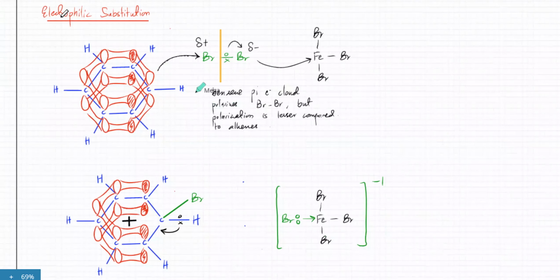The reason we call it electrophilic is that any molecule that gets attracted to electrons, that's an electrophile. You've studied that in AS. Anything that's attracted to electrons, that's an electrophile. So bromine is acting as an electrophile. So that's the next step.